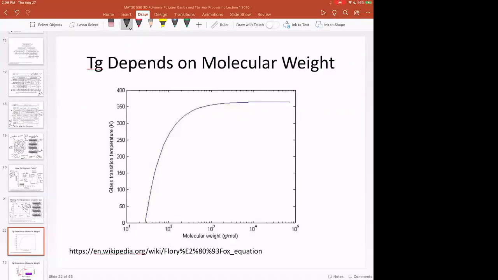Oh, Mike, I have a question. Go for it. I was going to ask, does molecular weight have an influence on crystal size?